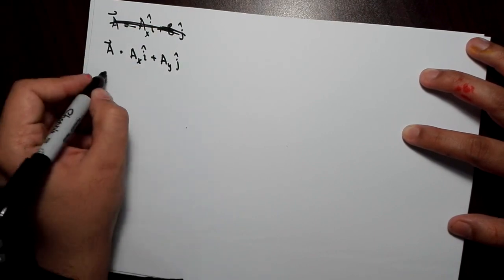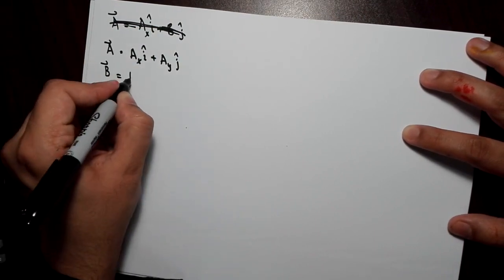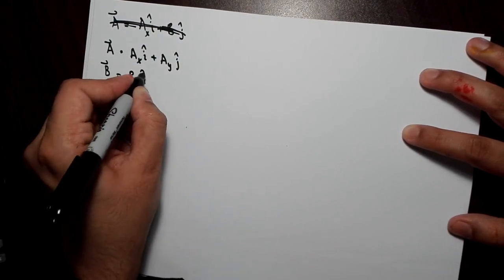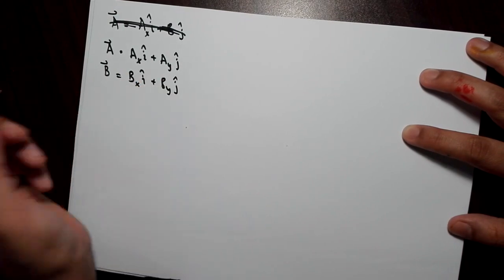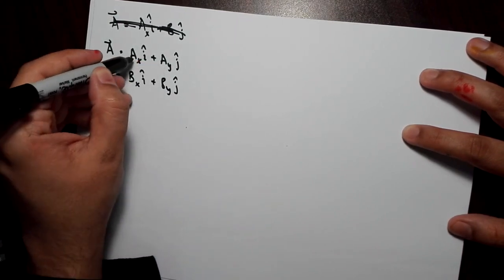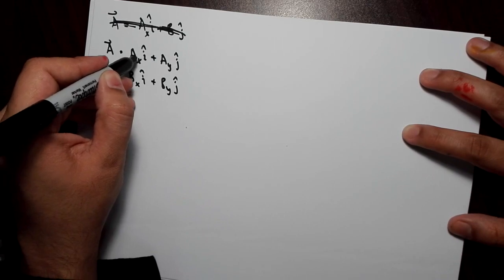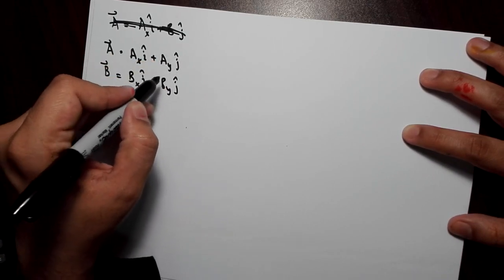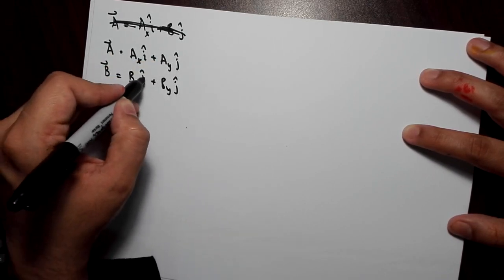Okay, and let's say you have two vectors, B equals Bx I hat plus By j hat. So again, these are vectors which tell you which component you're dealing with. So this is the x component, this is the y component of A, this is the y component of B, this is the x component of B.